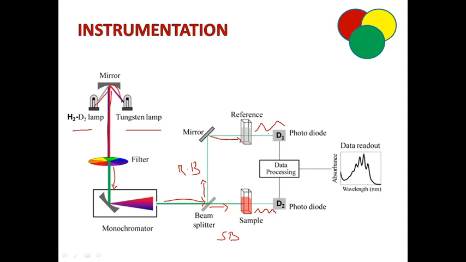Okay, now here we have the arrangement of detectors. The highly intense beam that is emitted from the reference cell is detected by the detector D1, and the less intense beam that is emitted from the sample cell is detected by the detector D2. Now these two detectors detect the signals that come from the reference cell as well as the sample cell, and there is generation of alternating current. That alternating current is passed towards the amplifier.